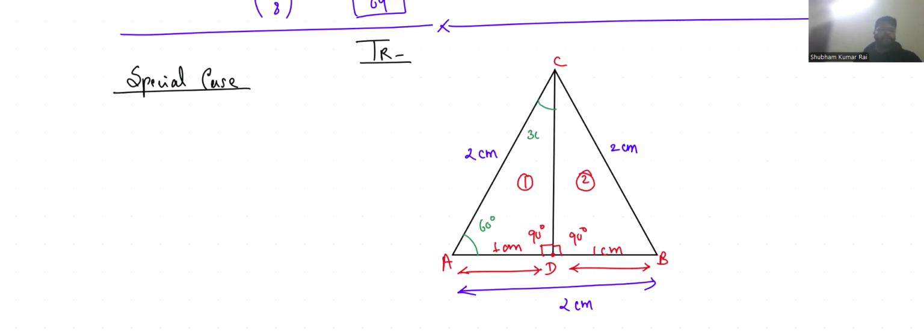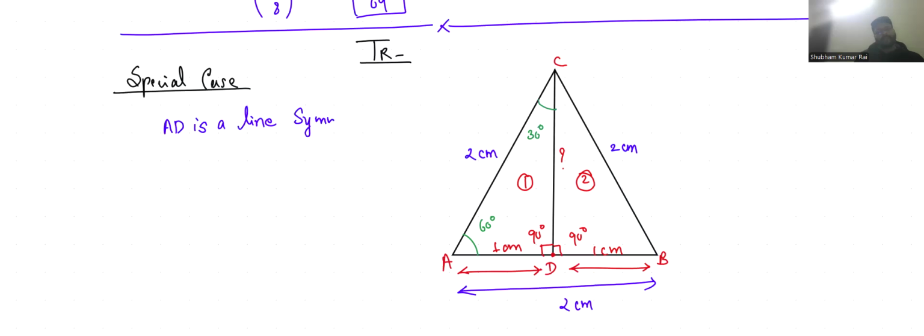Now, we can calculate the value of BC, because we are not aware of what the value of BC is, right? So what we will do, as we know that triangle ABC is an equilateral triangle, all the three sides are equal, having a measurement of 2 centimeter, right? And here we can say that AD is a line of symmetry. AD is a line of symmetry, right?